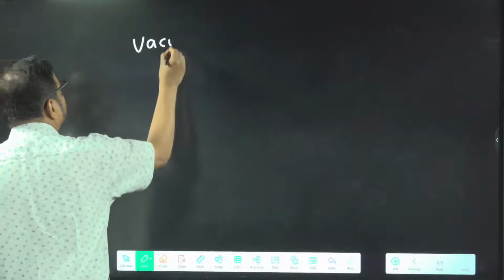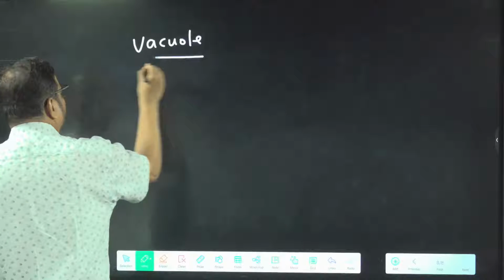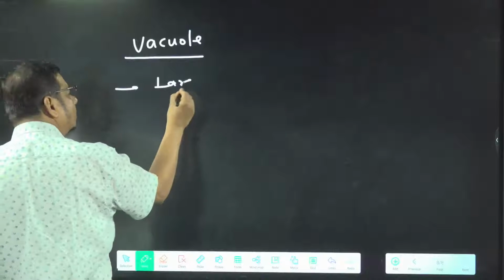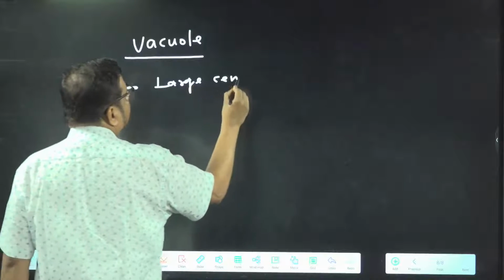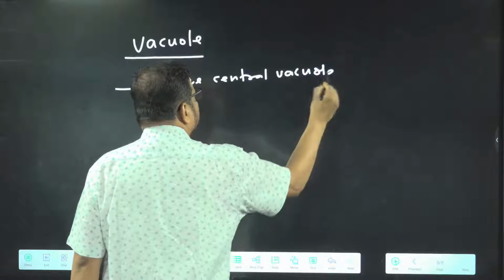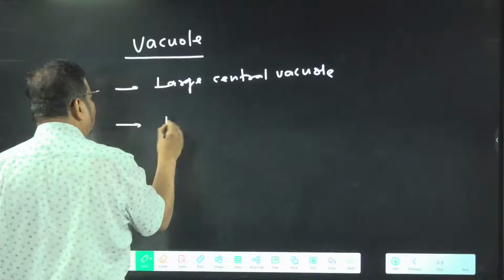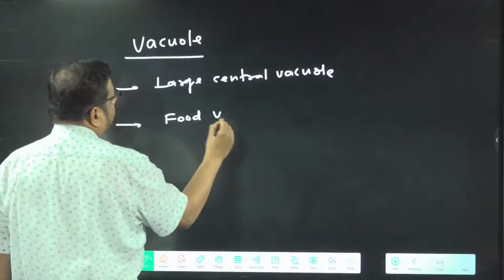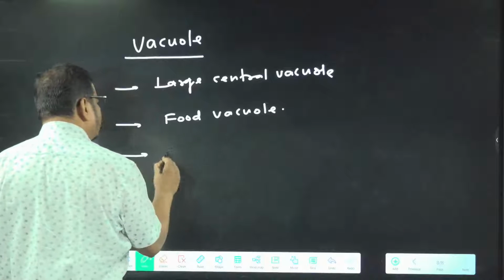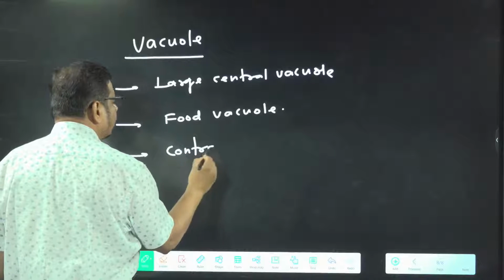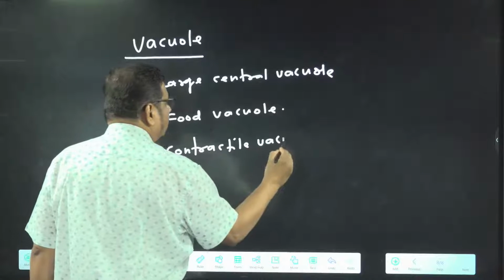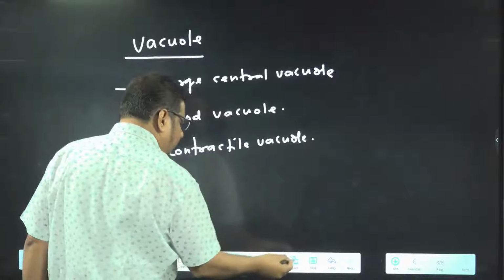Vacuole. So how many types of vacuole will we see? Large central vacuole. Then food vacuole. Then contractile vacuole. So look at all of these.